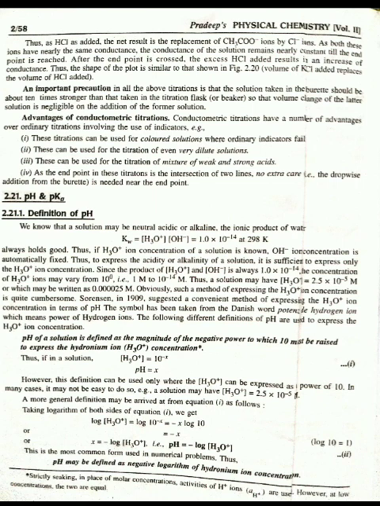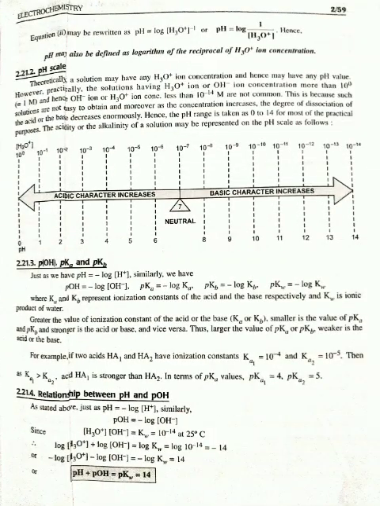However, this definition can be used only where H3O+ can be expressed as a power of 10. In many cases, it may not be easy to do so. For example, a solution may have H3O+ equal to 2.5 × 10^-5 gram ion per liter. A more general definition may be arrived at from equation 1 as follows. Taking the logarithm of both sides of equation 1, we get log H3O+ is equal to log 10^-x is equal to -x log 10 is equal to -x. So x is equal to -log H3O+, that is, pH is equal to -log H3O+. This is the most common form used in numerical problems. Thus, pH may be defined as the negative logarithm of hydronium ion concentration.